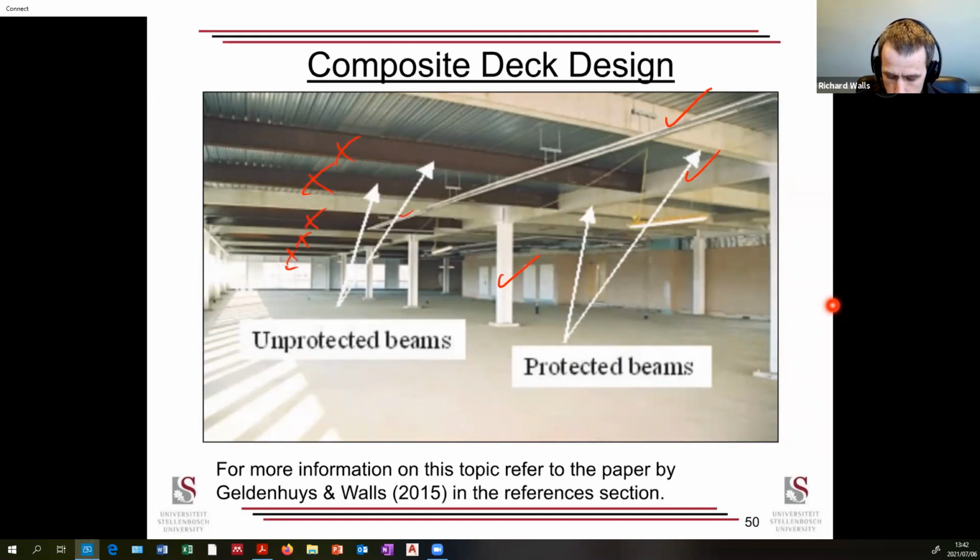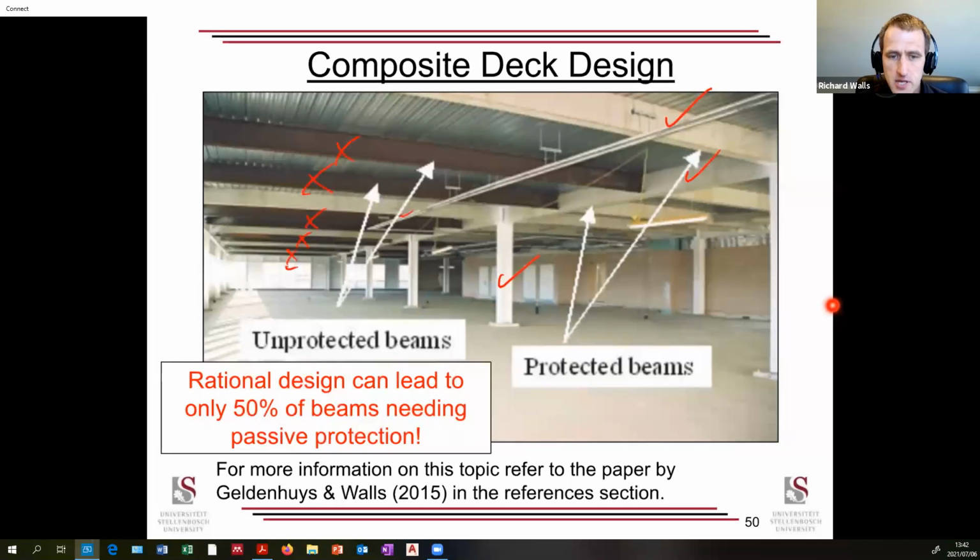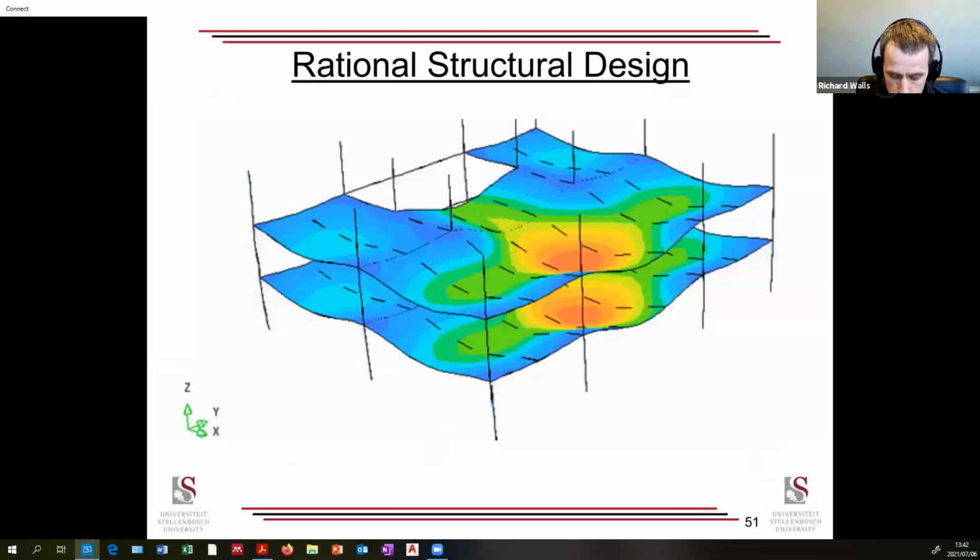And depending on your geometry, you may have a 50% savings on your beams. So that can be a lot of money, as I showed you based on those passive protection costings earlier. It's something to think about when you've got a multi-story composite structure. It's how to make them more cost effective and to provide a good solution.